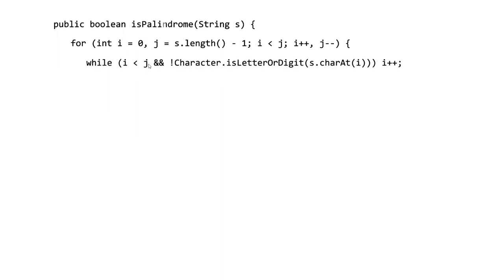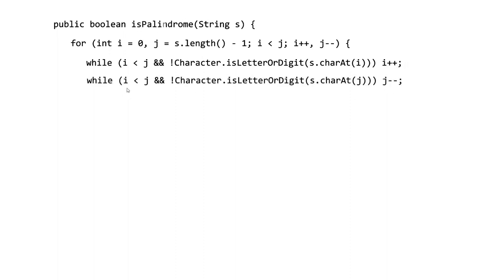And we want to make sure i is less than j, so we don't overlap. Character has a method isLetterOrDigit, and so we're going to check the character at i to make sure it's a letter or digit. And if it isn't, which the exclamation point at the beginning tells us, we want the exact opposite of what this returns. So basically this reads: while i is less than j and the character is not a letter or digit, then we're going to increment i and move to the next character. Now we're going to do the same thing with j, but in this case we're going to decrement j, so it'll move past the space or the colon or whatever character that is not a letter or a digit.